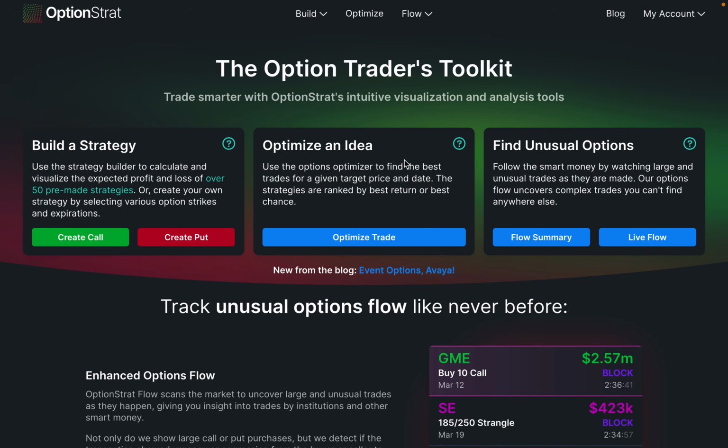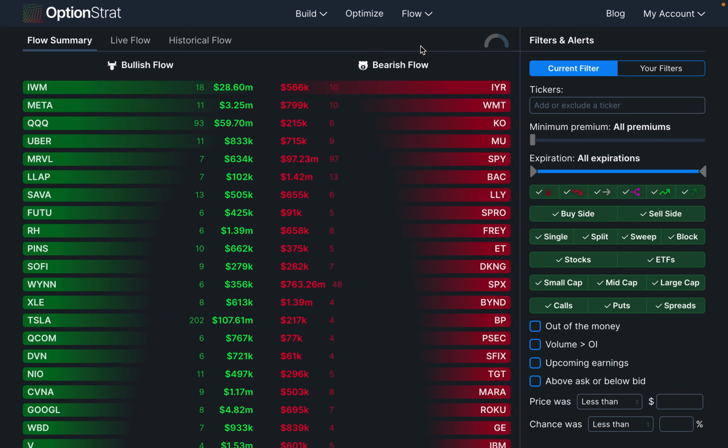So let's go ahead and take a look here. I'm going to go into flow, and then into flow summary. When it comes to Optionstrat and this flow, Optionstrat scans every trade on the market and filters out noise to show us what the potential smart money is doing. And what I really like about Optionstrat, unlike any other flow tools that I've seen, is that they can actually detect complex strategies as well, as I'm going to show you here today.